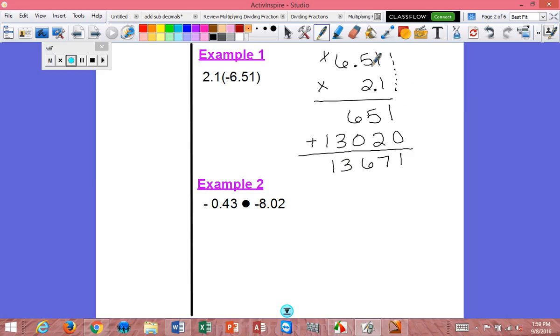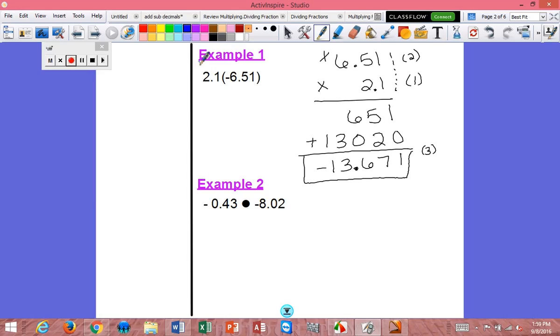Now, I'm going to count how many decimal places we have. In 6.51, there are 2 decimal places. In 2.1, there is 1 decimal place. That is a total of 3 decimal places, so I'm going to move left 3 places. And we have a positive times a negative, so different signs means we have a negative answer.